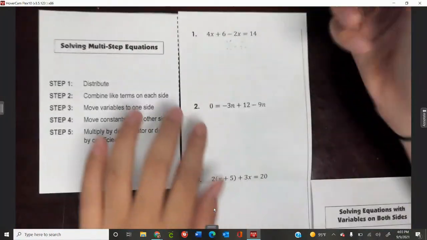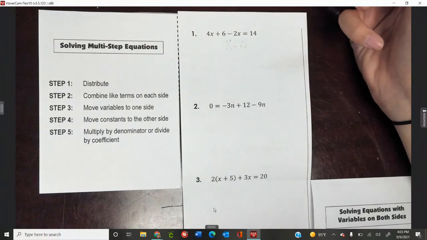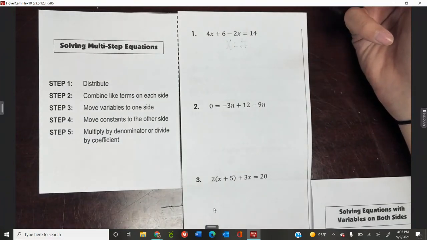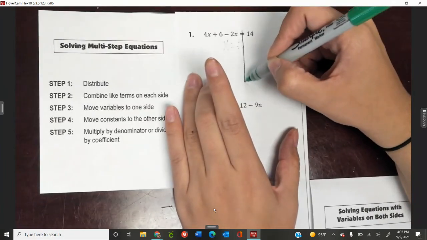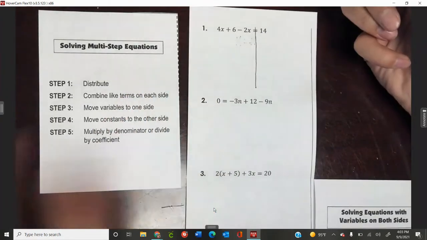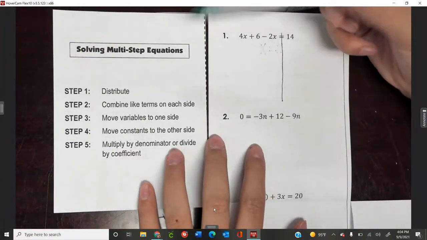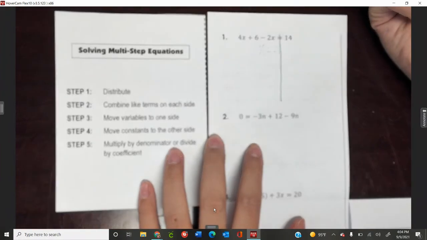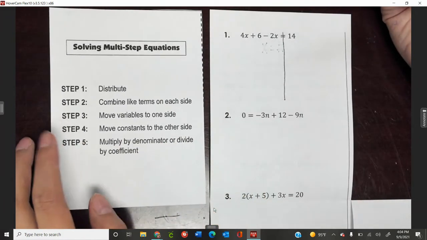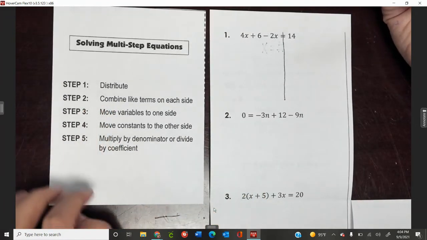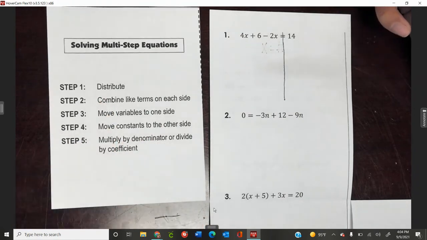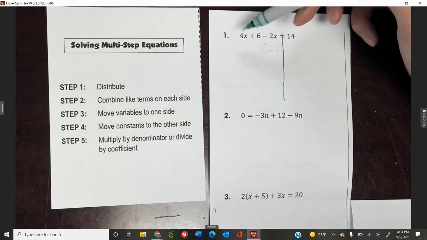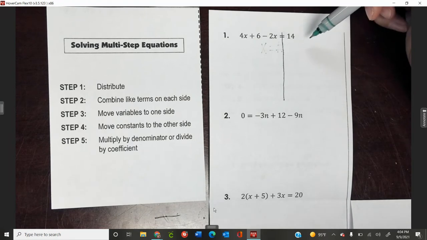For number 1, we have 4x plus 6 minus 2x equals 14. You need to start off by adding a line through your equal sign. Remember to think of this line as a mirror. What you do to one side, you have to do to the other. Step 1 tells us to distribute. If we are doing distribution, that means we are looking for parentheses. And again, distribution means multiplication. If you look at number 1, I do not have any parentheses.